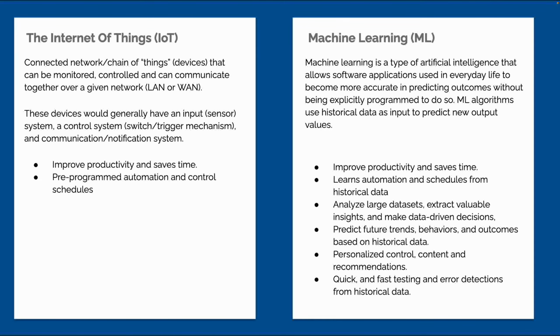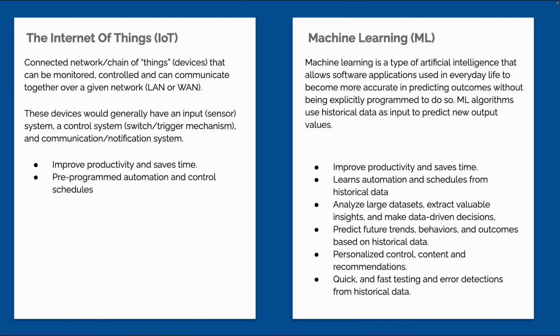From our previous definitions, we defined the Internet of Things as a connected network or chain of things, right? And these things are usually what we call devices that can be monitored, controlled, and can communicate together over a given network. So they can all communicate together, or they can communicate with our smart devices, right? Now, generally, we know the IoT improves productivity and saves time, and also helps with pre-programmed automation and control schedules.